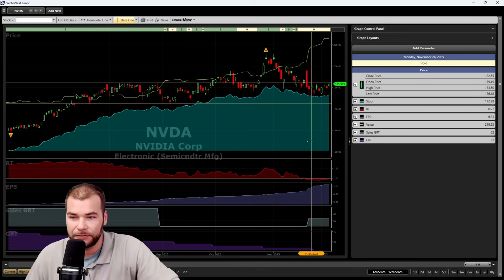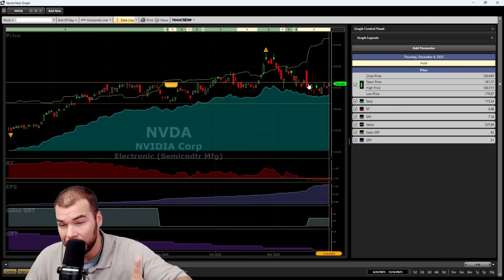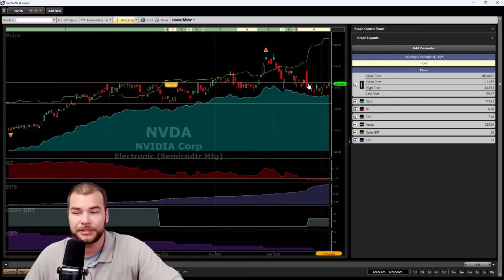Now, some warning signs here. We do see RT, relative timing, dipping below one, showing that the short-term price trend is not in favor of the bulls. However, it's starting to turn around right now, coming in at 0.98. We get some momentum and potentially break this level of resistance around 184. The RT could go back above one and show some opportunities in the near future.